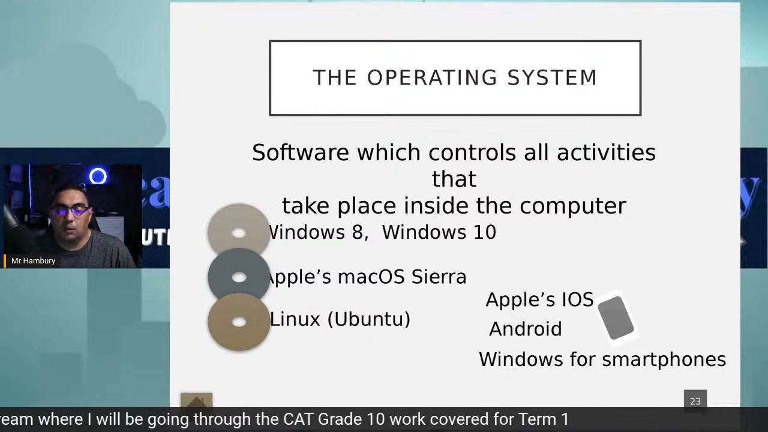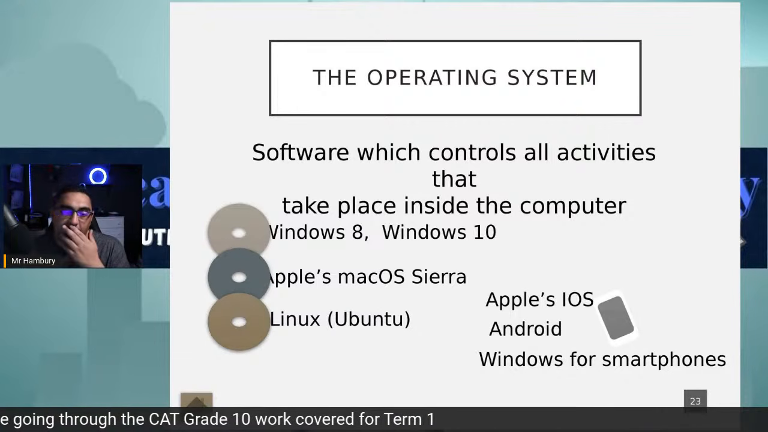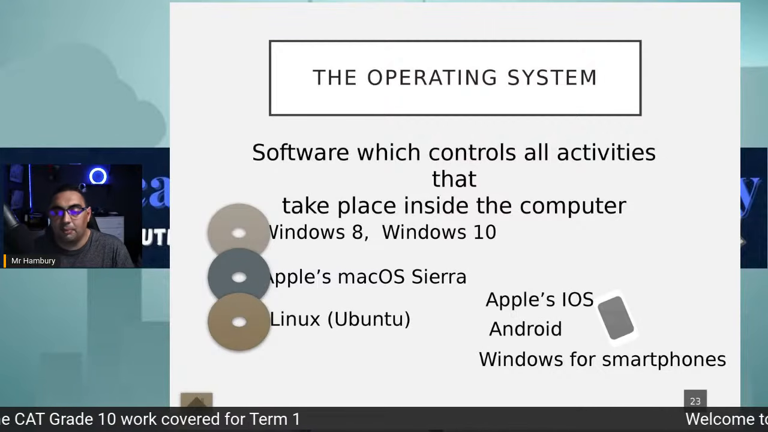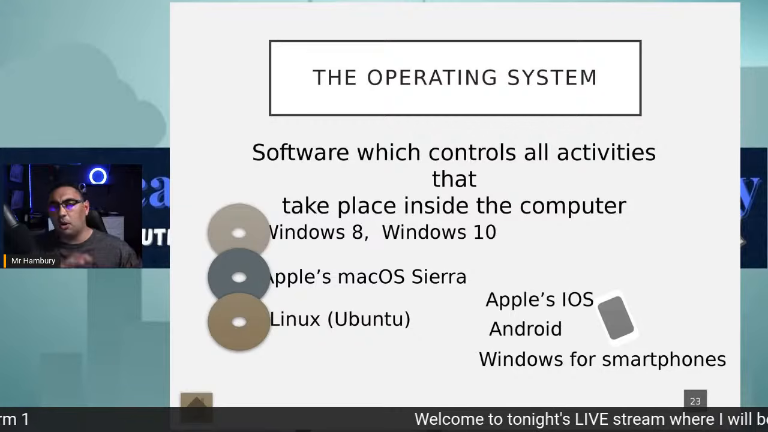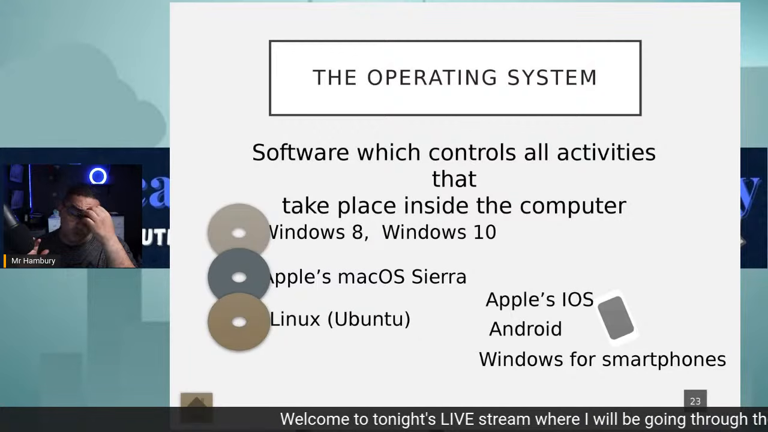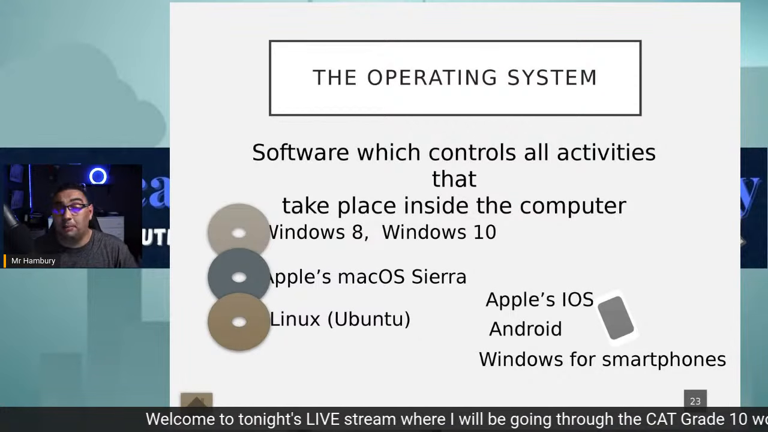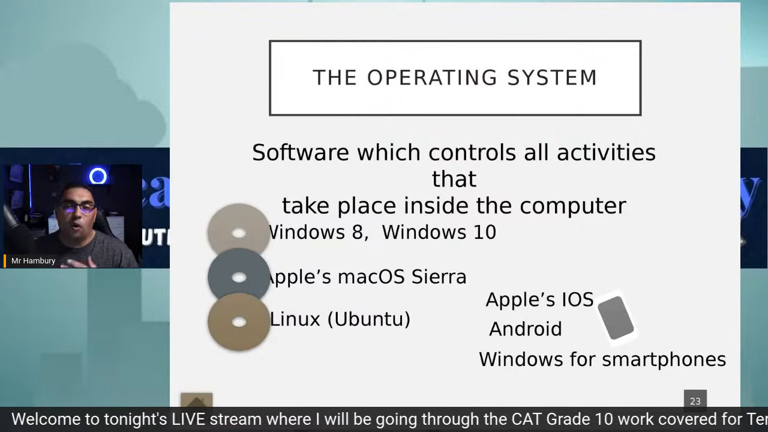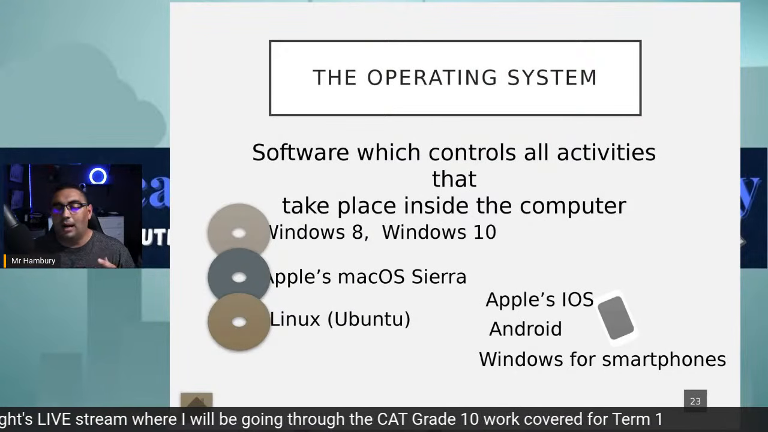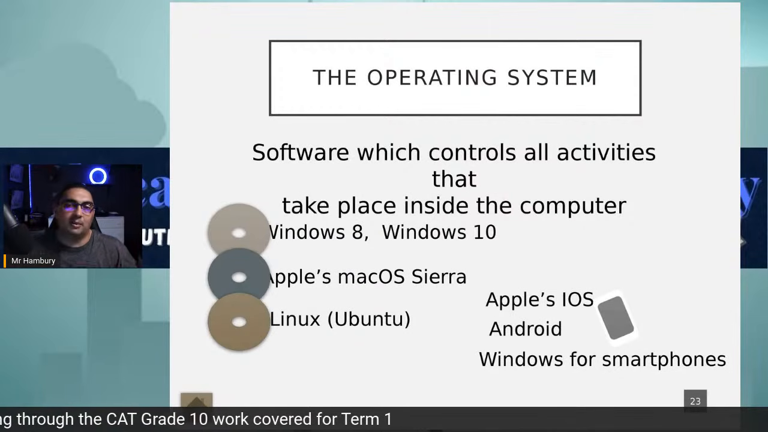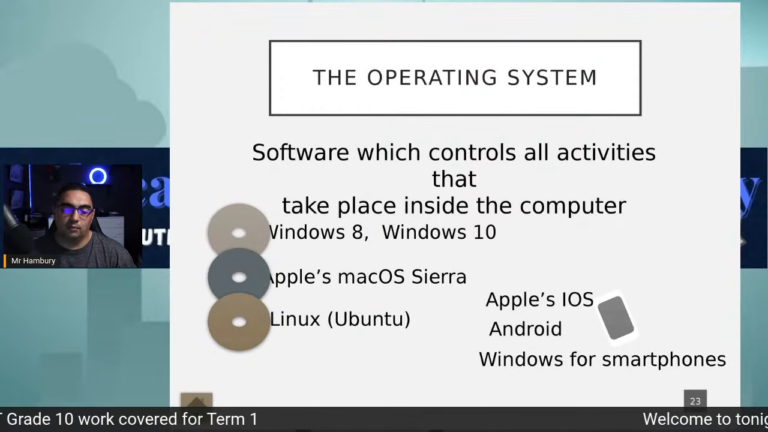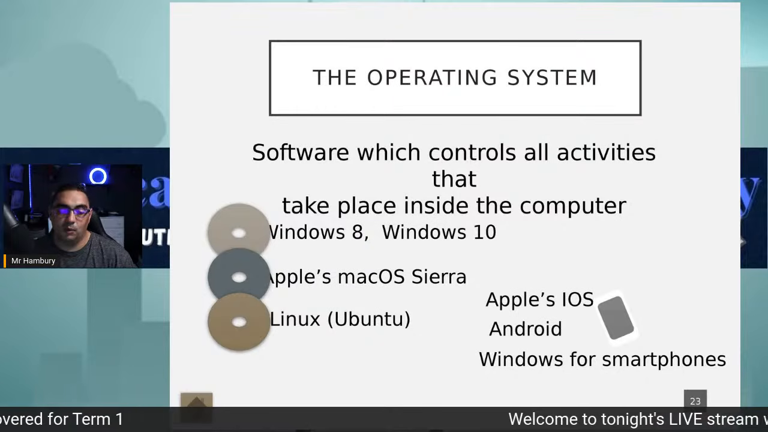Right, and then we can see our examples like Windows 8, Windows 10, Apple Mac, Linux, Apple iOS for the phone. So whether it's software that's running on your desktop, laptop, your iPad, your tablet, your smartphone, these are all examples of the operating system. Why? What do they do? It controls the activities that take place inside the computer. That's what you need to tell us when we ask you that question.